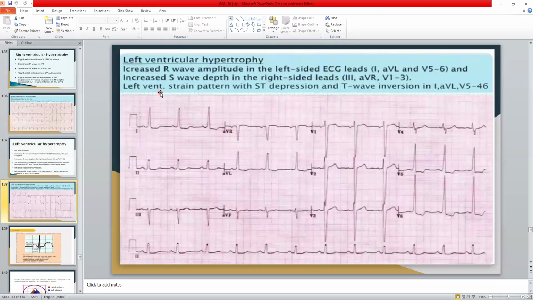And the left ventricular strain pattern you can see, that is ST depression in lead 1. You can see the ST depression. This is the ST segment. You can make out this ST segment depression in lead 1, lead AVL. You can see the depression here, and in V5 and V6. Here also you can see the ST depression, whereas in lead V4 you can see it is normal. You can make out the difference between V4 and V5. Here it is isoelectric, but here T wave depression is there.